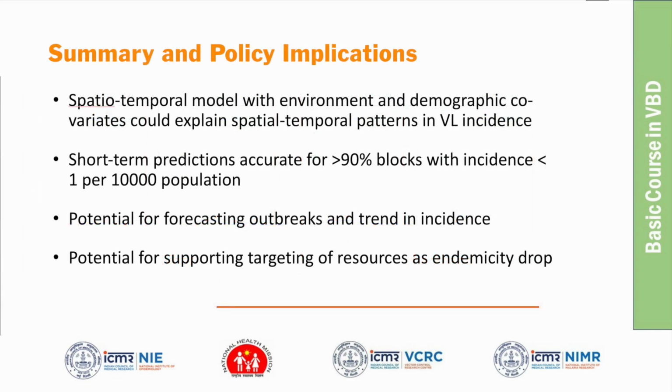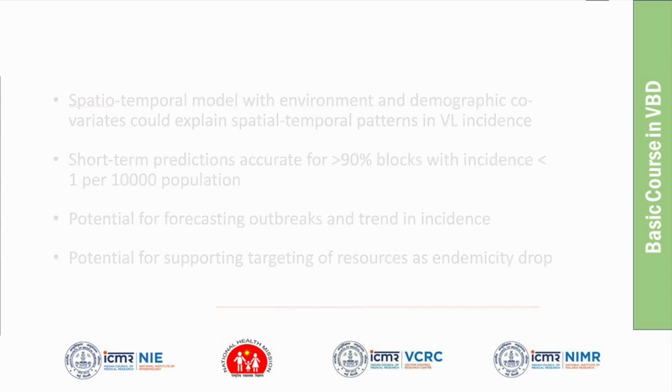So in summary, what we have done so far: a spatial temporal model with environment and demographic covariates could explain spatial temporal patterns in real incidence. The short-term predictions are accurate for more than 90% of blocks with incidence less than 1 per 10,000 population. There is potential for forecasting outbreaks and trend incidence. And our findings have potential for supporting targeting of resources as endemicity drops from 2013 to 2020 now. Thank you.